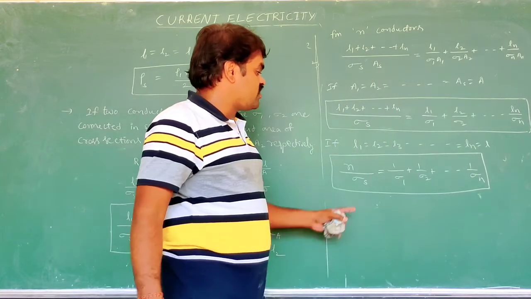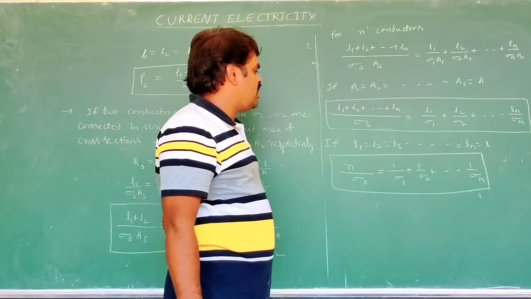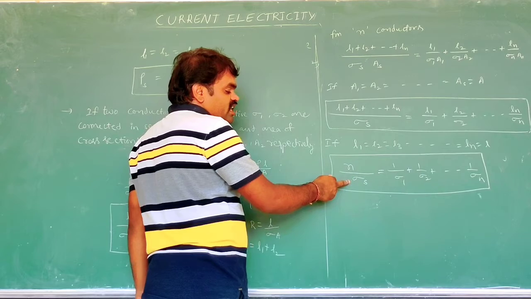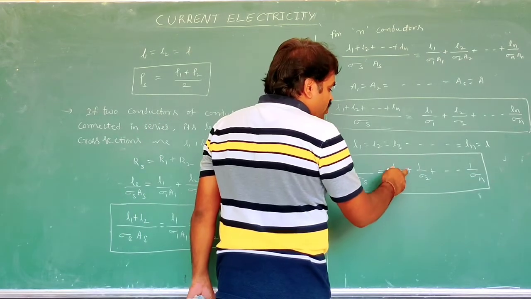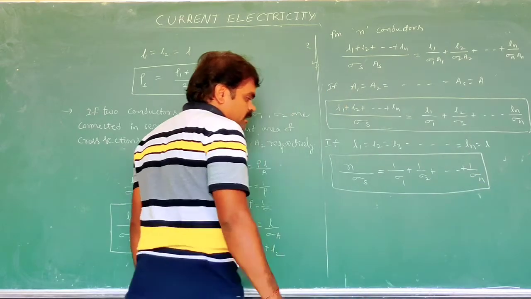For n conductors whose conductivities are different, but whose cross-sectional areas and lengths are the same, in the series combination n by sigma S is equal to 1 by sigma 1 plus 1 by sigma 2 plus dash 1 by sigma n.